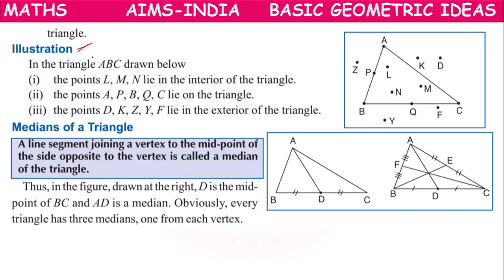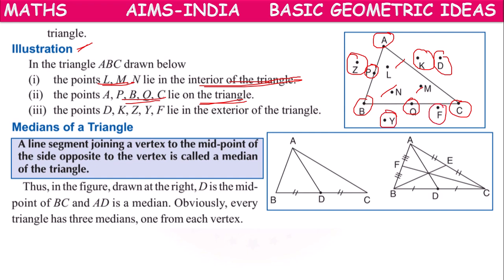Next one. If you observe this triangle ABC, there are many points here. L, M, N represent the interior part of the triangle. A, P, B, Q, C lie on the triangle. D, K, Z, Y, F lie on the exterior part of the triangle.